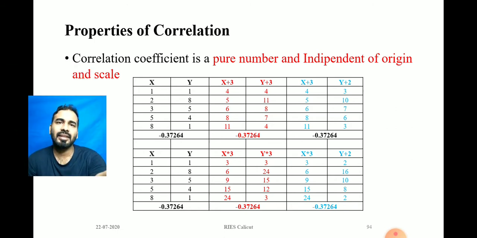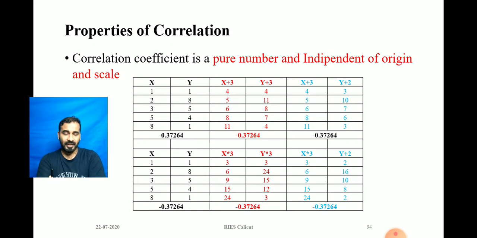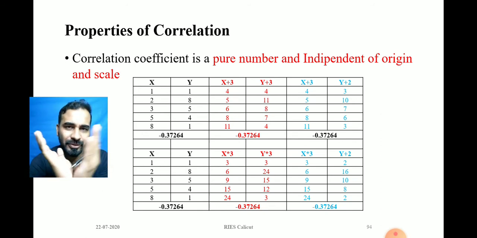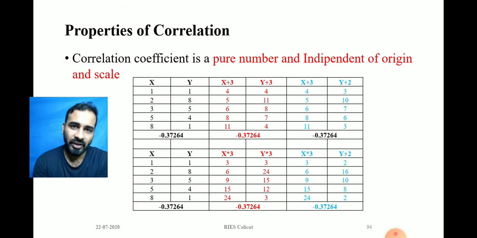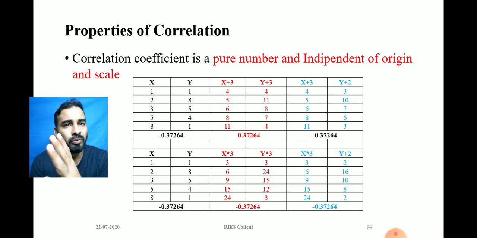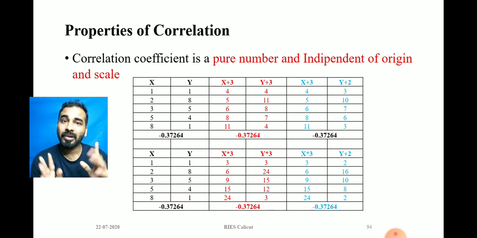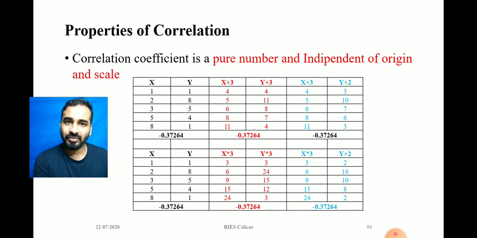Then coming to certain properties of correlation. The first property: the correlation coefficient is a pure number and independent of origin and scale. What does this say? Pure number means that whether your data is in kilograms, percentage, or kilometers, no problem. Whatever your unit of measurement, the correlation will be a pure number that lies between -1 and +1. That's why we say correlation is a pure number.